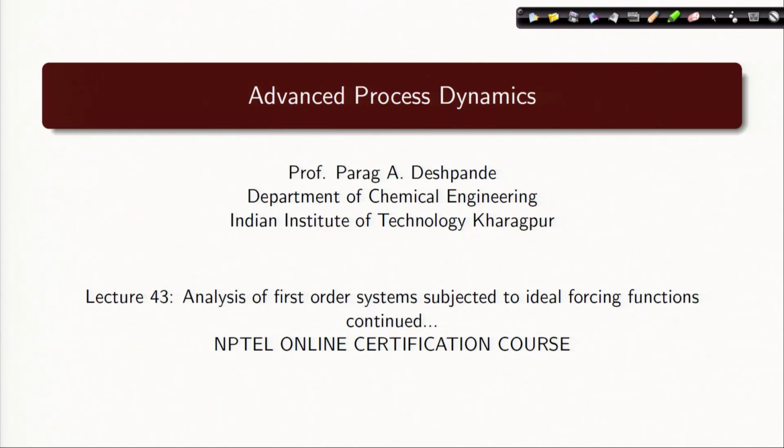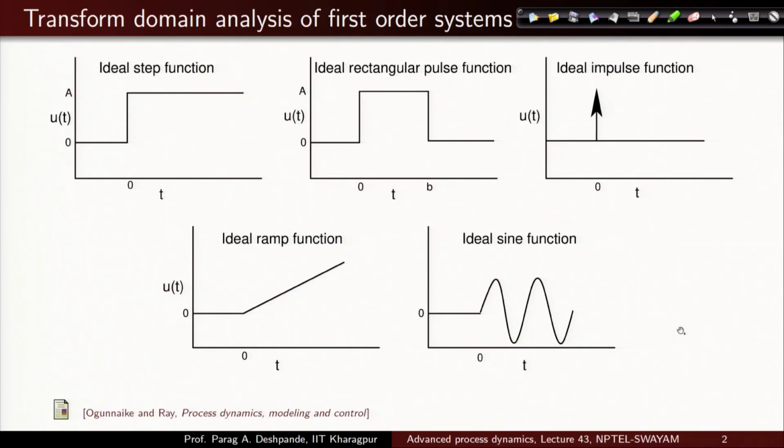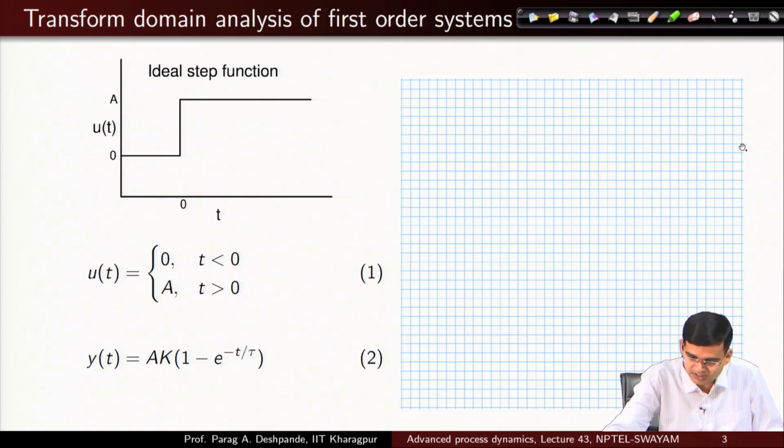Okay, so we are studying the analysis of dynamics of first order systems subject to various ideal forcing functions. In the previous lecture, we looked at the ideal step function and the response of the system subject to ideal step functions. We have other ideal forcing functions as well, which you can see in front of you: rectangular pulse function, impulse function, ramp function, sine function, and so on. Let us take some more examples from these functions.